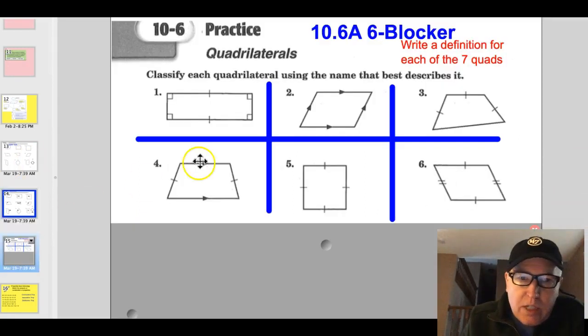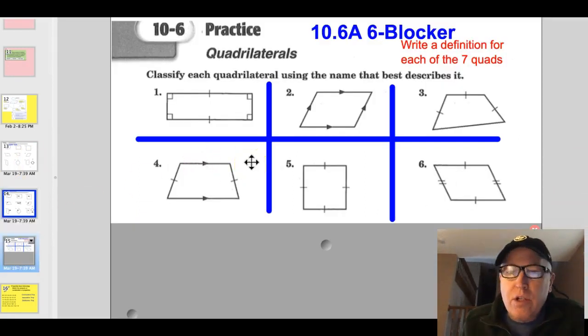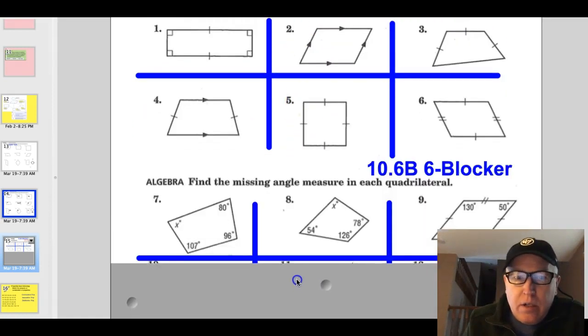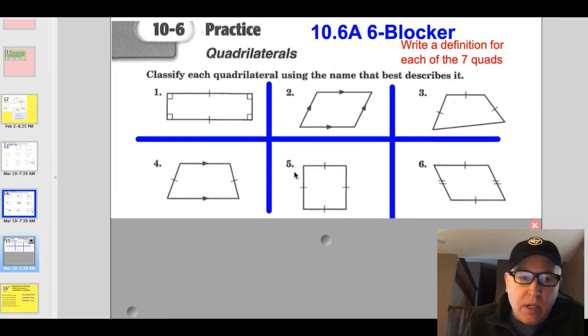Let's do a quick 6-blocker one more time, just to make sure you are ready for this quiz. You can put that down in the right-hand corner of your review sheet. All right, let's see how you did on that. I guess I didn't do the answers for that one.